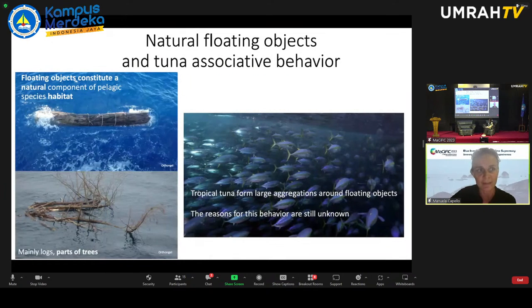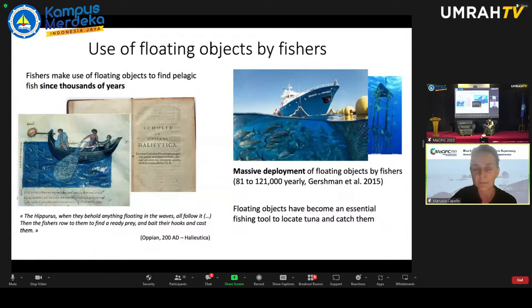Natural floating objects have always constituted a natural component of the pelagic species habitats. You have here images of a log, a piece of tree, and tropical tuna form large aggregations around floating objects, and the reasons for this behavior are still unknown. The use of floating objects by fishers dates back thousands of years. We have some literature describing this kind of fishing technique that dates back to the Greek poet Oppian.